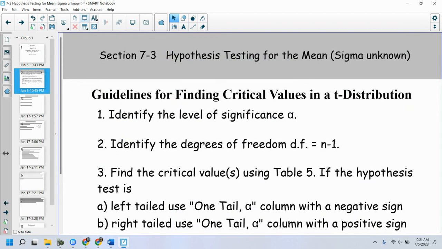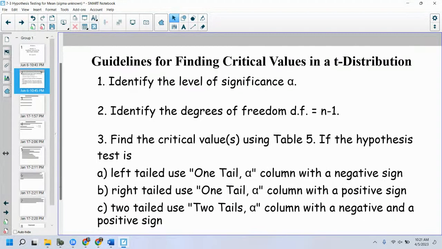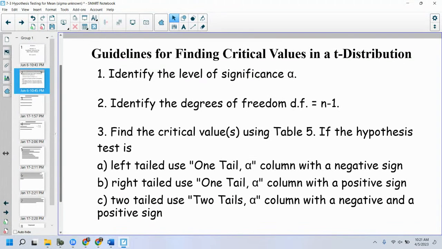Guidelines for finding critical values in a t-distribution. Just like we had with confidence intervals, we had to switch from using a z-table to a t-table. Same exact thing, right? First thing is identify the level of significance, alpha. Second thing, identify the degrees of freedom. Obviously, it's always going to be n-1, just like you had with the t-tables from before. Find the critical value using table 5. They call table 5 the t-table.